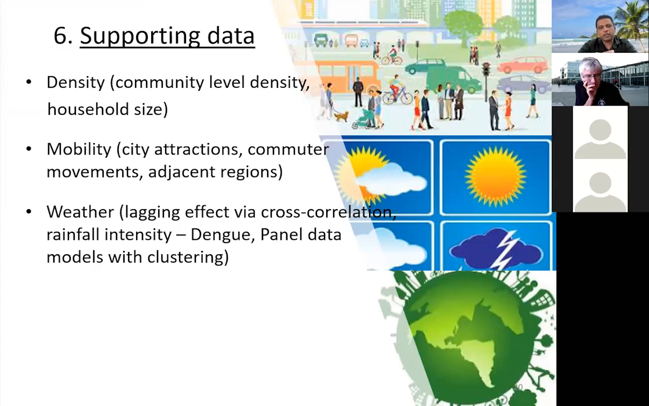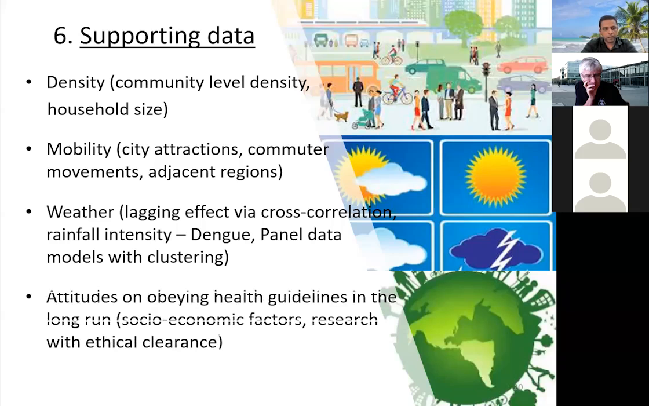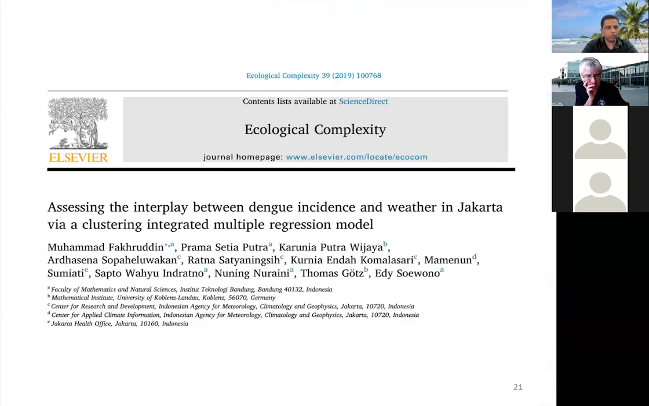In lagging effects, definitely these weather patterns are there, especially for dengue data. We experience dengue escalating every time after the rainy season. So the lagging is clear, and panel data approaches can be used. Later in the discussion session, we can discuss more about that. And attitudes on obeying health guidelines, because that is also a matter, as I explained earlier regarding complaints. So it is also useful.